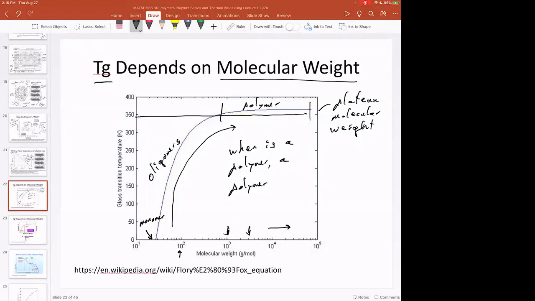Now, why don't we just make polymers all 1,000,000 molecular weight? Why don't we just say, I'm just going to make every polymer way out here, 10 to the 6th? Why don't we do that? Just go way above the plateau molecular weight and call it good. Can anyone think of a reason why we don't want to do that, or what some problems might be?